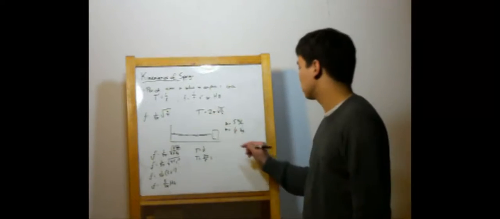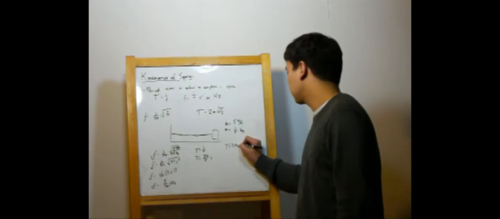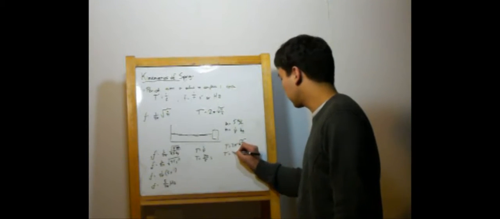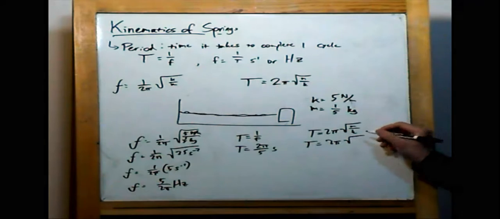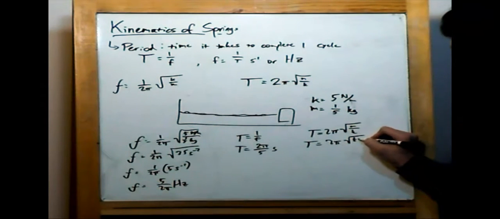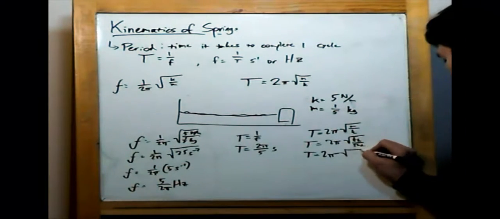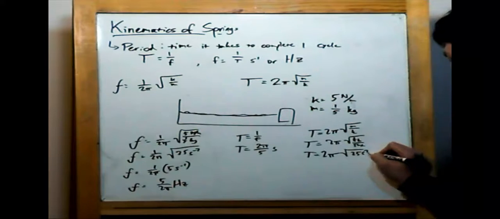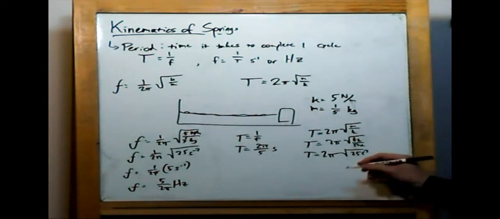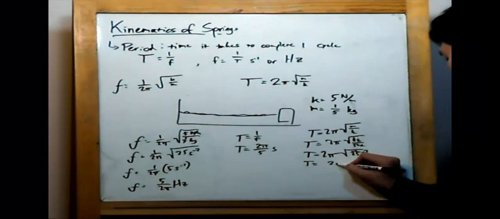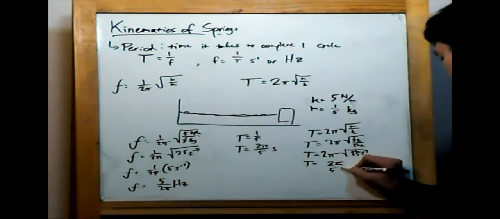Alternatively, we could solve this equation, which is a slightly longer process considering that we already have the frequency, but we could go through that nonetheless. We get 2 pi times the square root of 1/5 kilograms divided by 5 newtons per meter. That gives us 2 pi times the square root of 1 over 25 seconds squared. You see this is pretty much the exact same thing. And then we have 2 pi over 5 seconds.